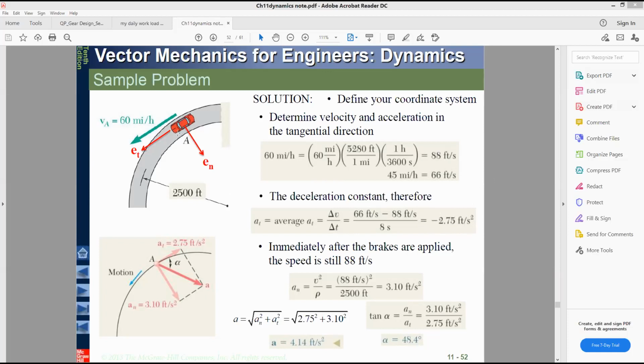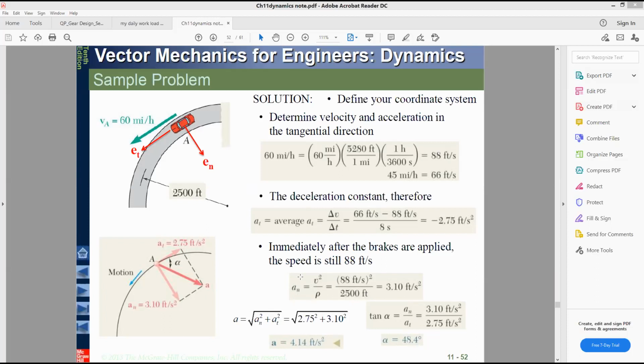But here the car is not on a straight path, it is on a curved path. So another acceleration comes into the picture, called the acceleration in the normal direction. What should the acceleration be in the normal direction? That is always v squared by the radius of the path. So here it is 88 feet per second squared divided by 2500, the radius of the path. So you can easily get the acceleration along the normal direction, which is 3.10 feet per second squared.